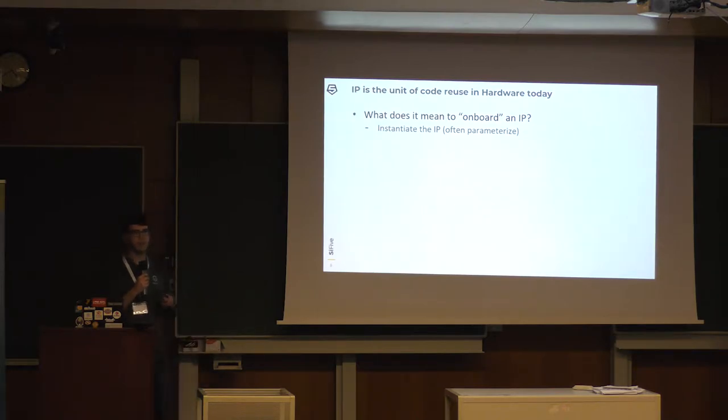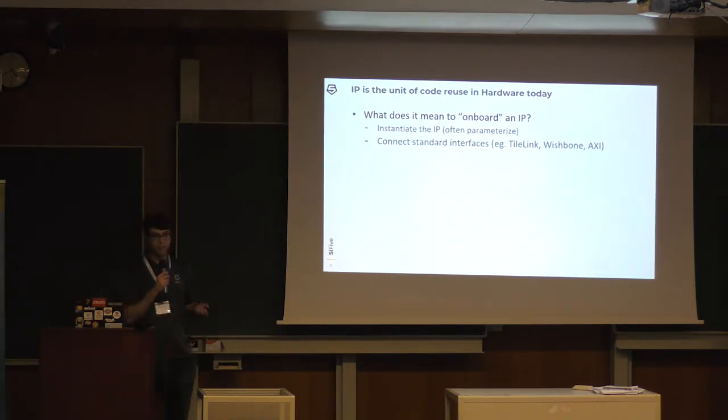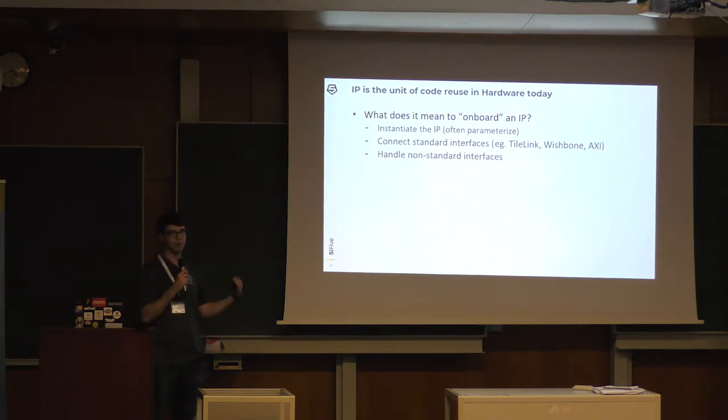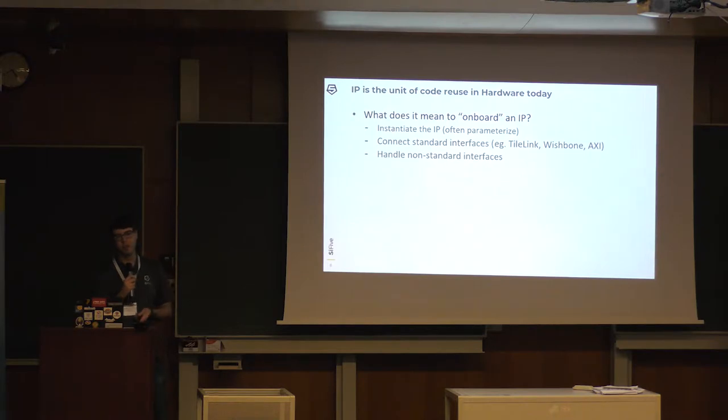Alexei talked a bit about this. They have their nice little GUIs to help you parameterize their Verilog or VHDL. You connect the standard interfaces, you know, hopefully TileLink or Wishbone, but it might be AMBA as well, of course. You need to then handle the non-standard interfaces. That part's really fun. Usually what you'll do is you'll have your standard interface, and then you will add some memory mapped registers that will then control the non-standard aspects of it, or you may just connect that non-standard part to something else, right?